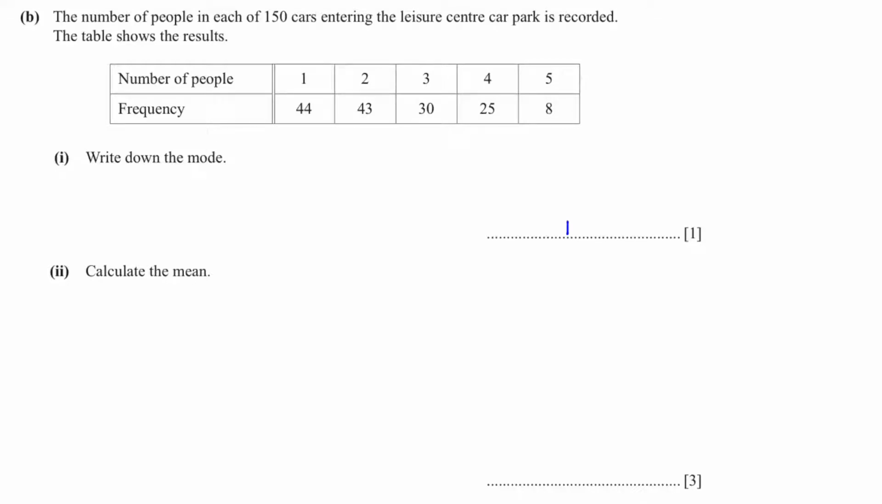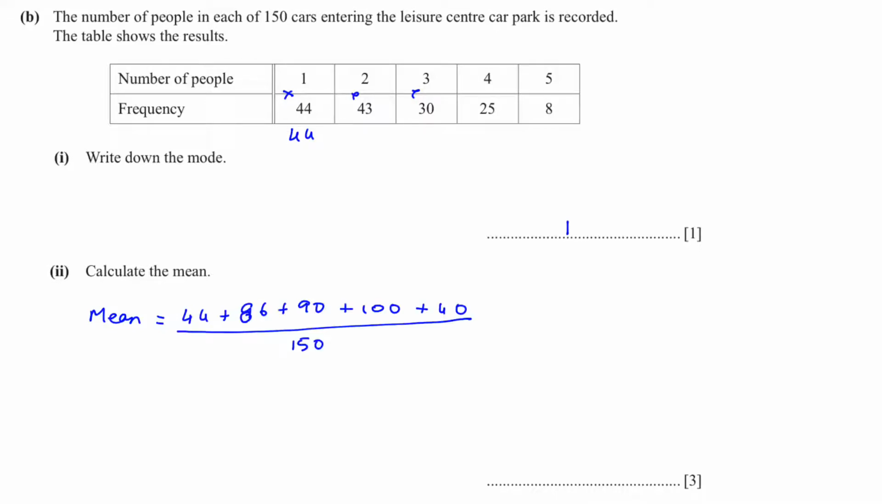In B2, calculate the mean. To calculate a mean of data that is represented in a table like this, we will multiply the number with the frequency. So 1 multiplied by 44, we'll write the answer 44. Then 2 multiplied by 43, 3 multiplied by 30. We are going to multiply all of them and write the answers here. And we'll get 2.4. So 2.4 is the mean.